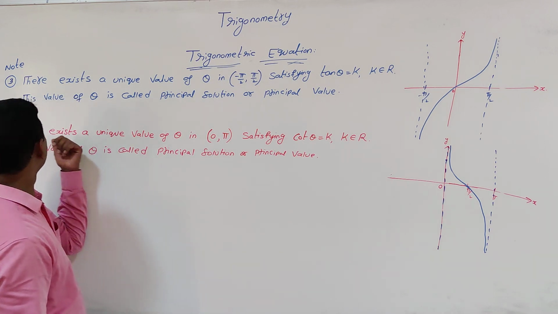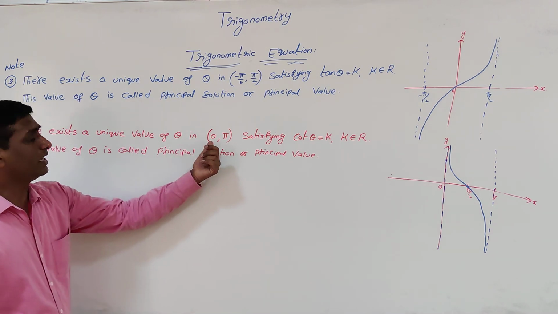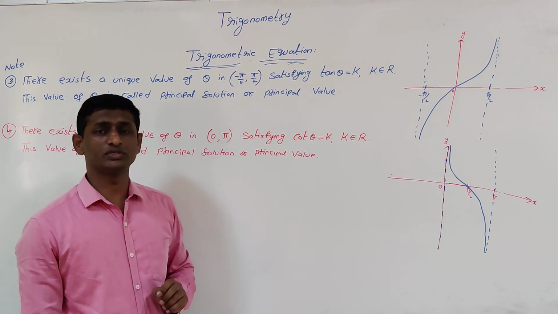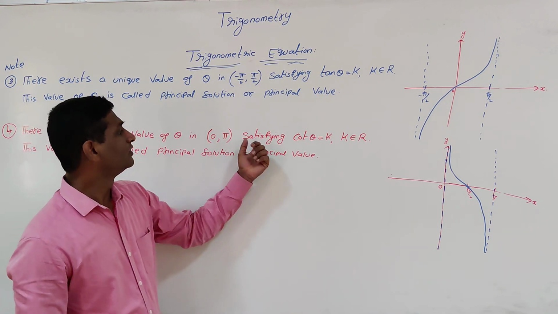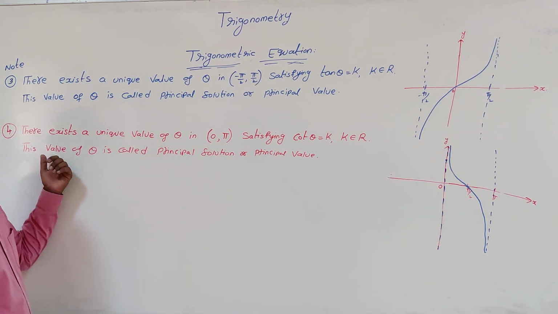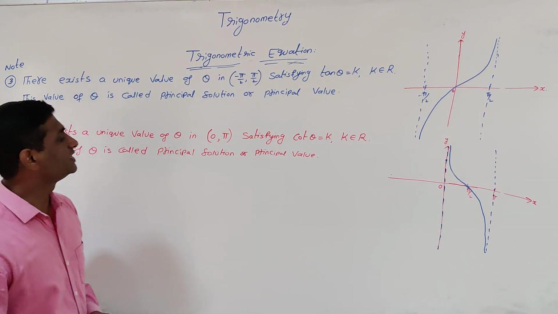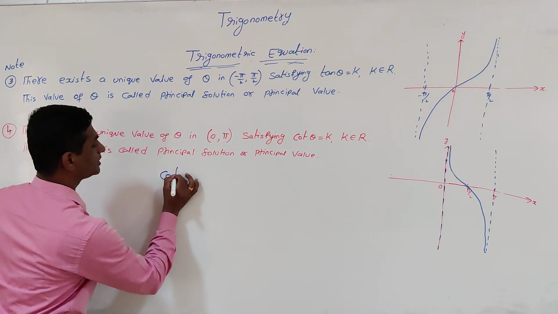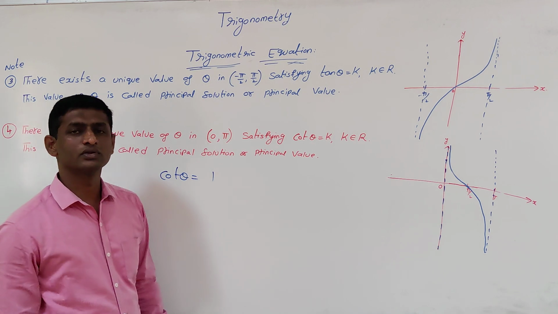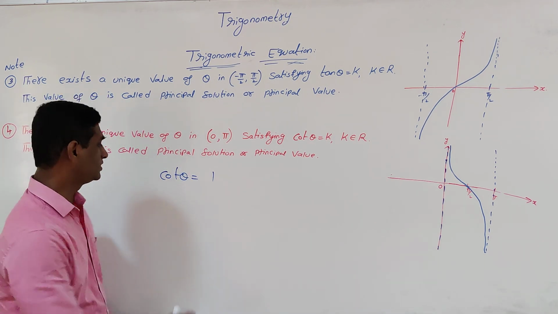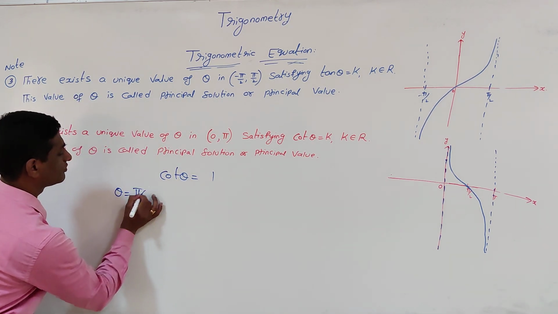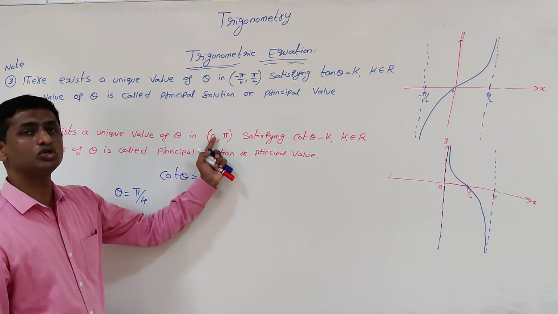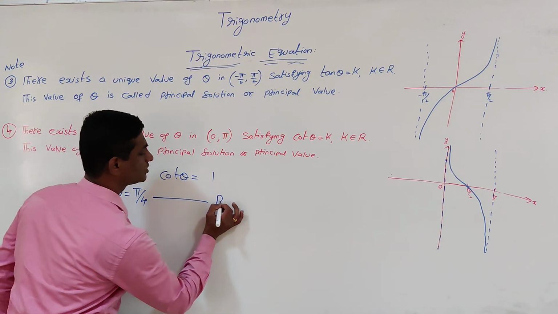So there exists a unique value of theta in the open interval 0 to pi satisfying cot theta is equal to k, where k belongs to R. This value of theta is called the principal solution or principal value. For example, if cot theta is equal to 1, then the principal solution is theta is equal to pi by 4. Means cot pi by 4 is 1, and pi by 4 lies between 0 to pi, and this is called the principal solution.